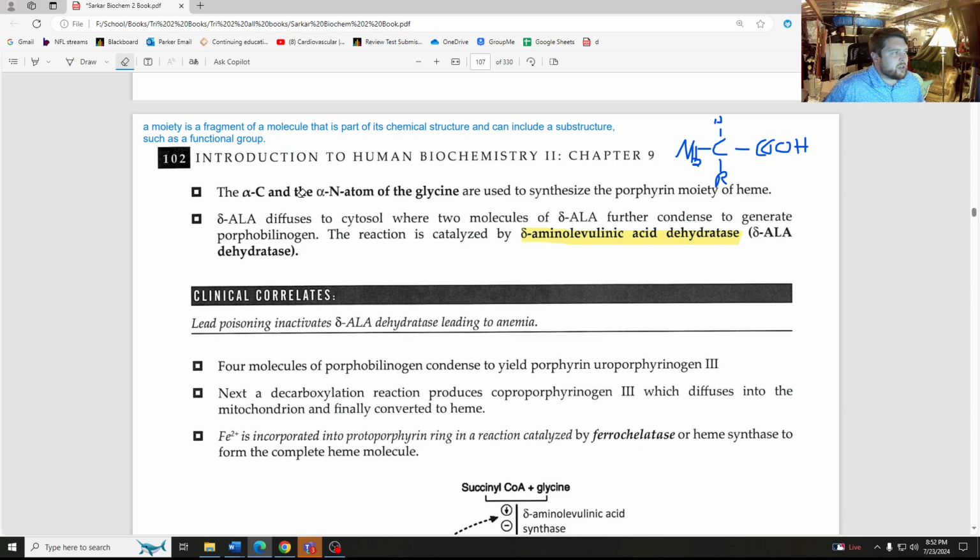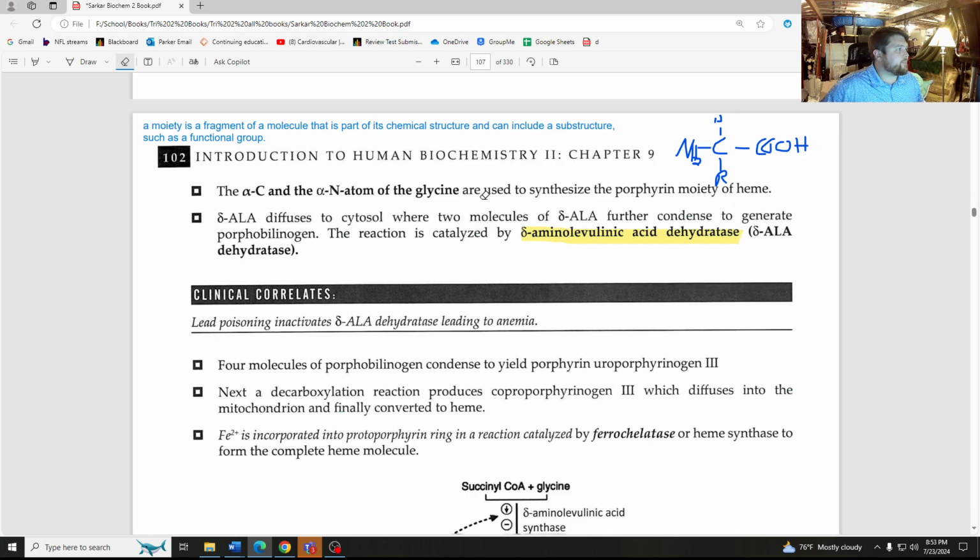So the alpha carbon and the alpha nitrogen atom of the glycine are used to synthesize the porphyrin moiety of heme. Remember, moiety, we're just talking about a precursor. We're talking about one component, one part that's all going to come together to form something bigger or something different. And remember that alpha carbon, alpha nitrogen, we're just talking about how we have our carbons and our nitrogens within the amino acid that we're going to be using in this process. Remember, because glycine is one of our amino acids that we're going to be using.